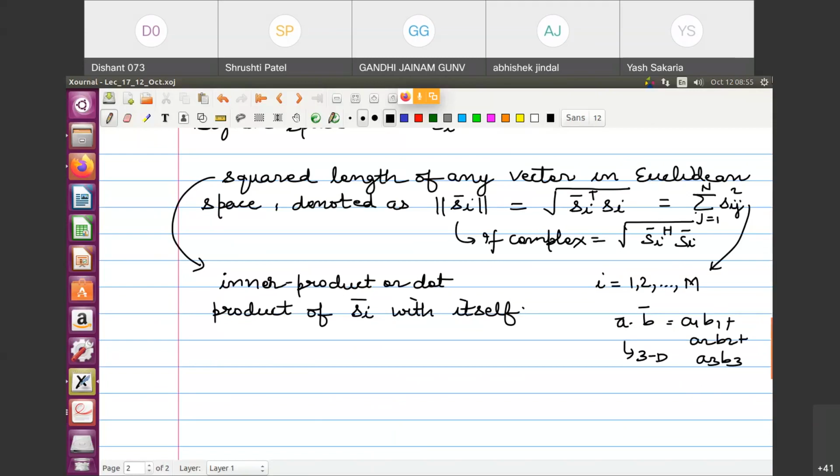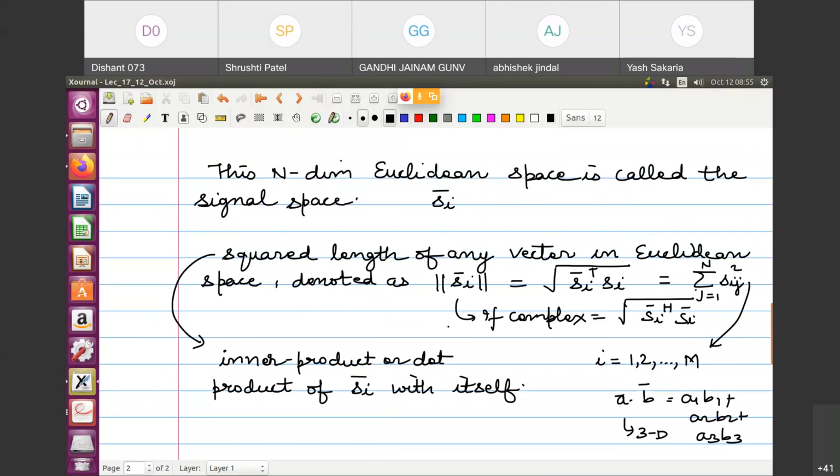So you have to remember that you have to take the square root, or this norm square or this length square is the dot product. I should not write the squared length. Length should not be squared because we have not taken the square. So length of any vector in Euclidean space. And then I should write that the squared length is this.